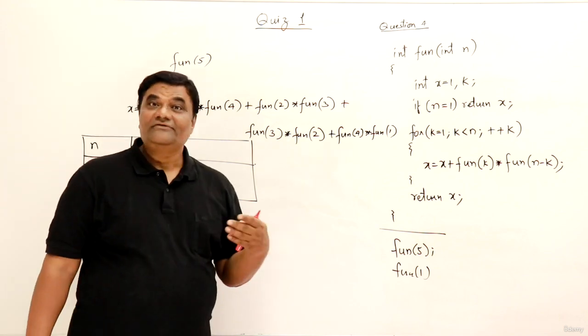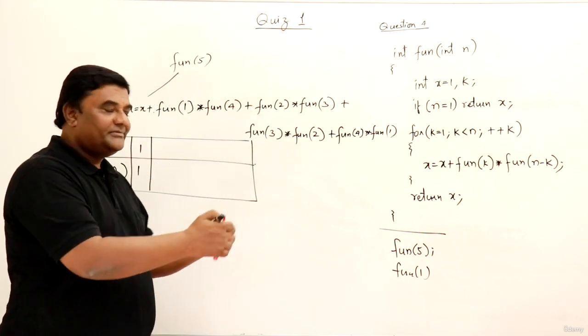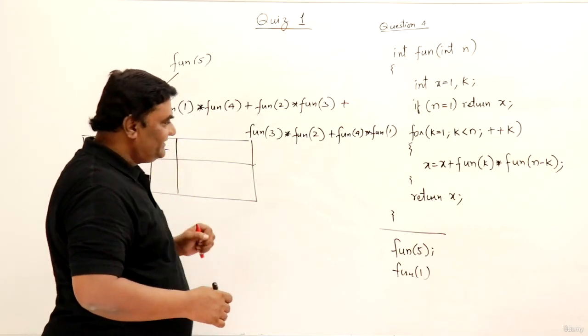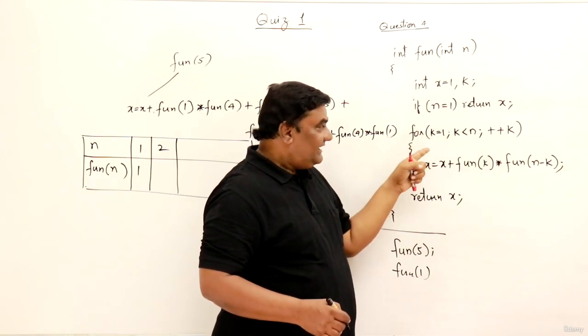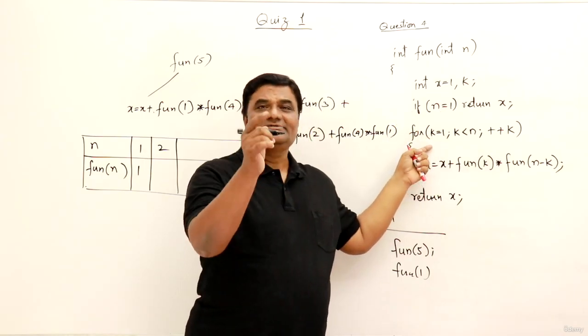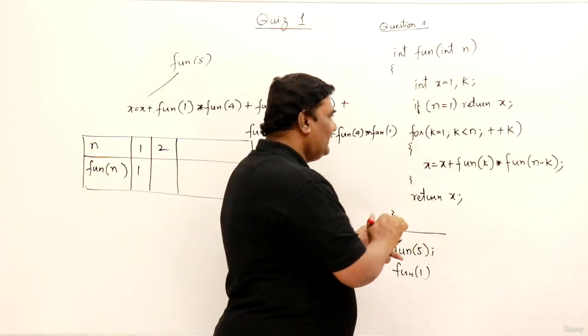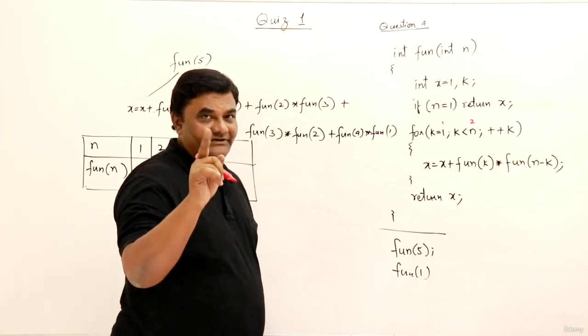The next, fun of 2. We need this also, right? So I'm not making a tree, I'm making a table. So let us find fun of 2. So 2 means it is not 1. It will enter here. So how many times will this loop repeat? K is 1 up to less than 2. So it will repeat only one time.